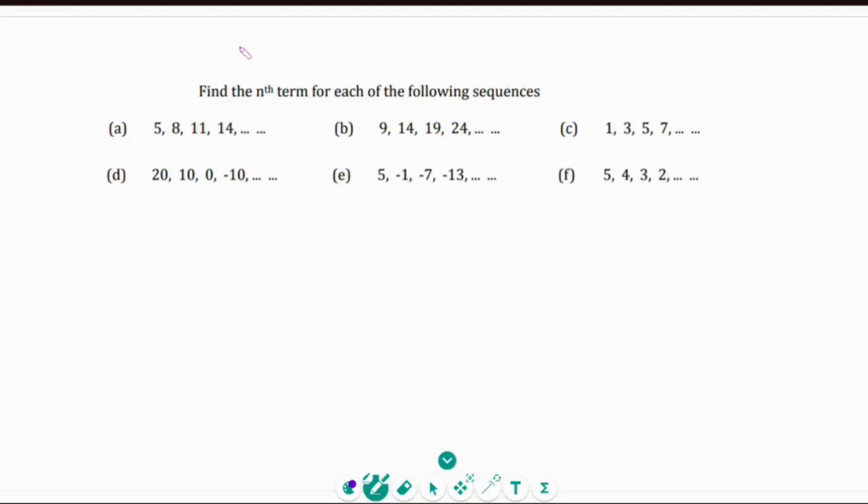Okay, so using the formula, find the nth term for each sequence and the 100th term. Put me on pause, have a go, unpause, and you can see if you've got them right.